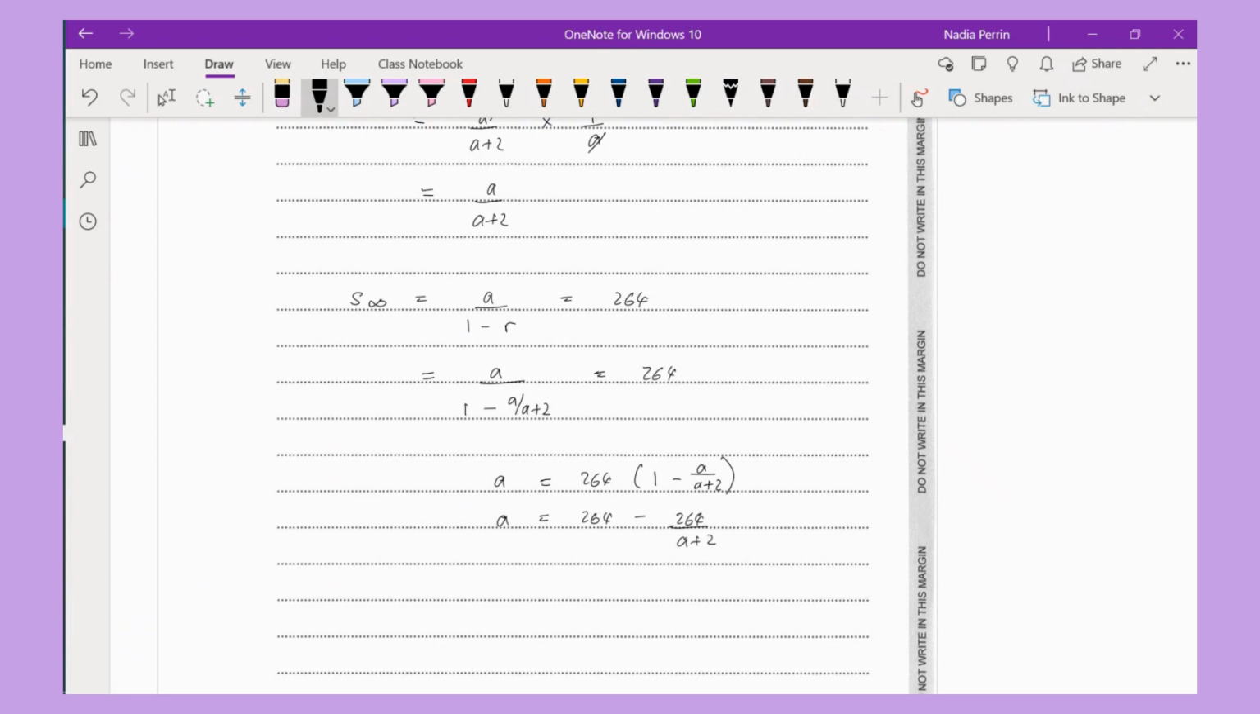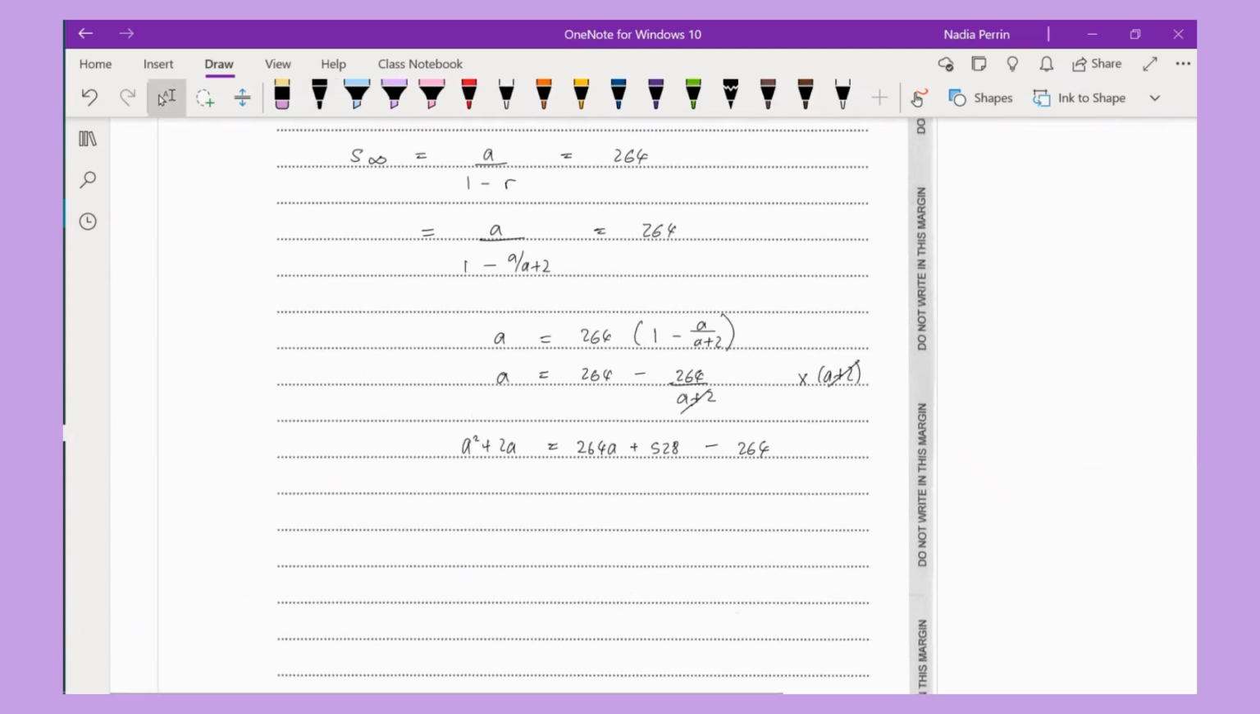And in order to get rid of the fraction, I'm going to times everything by a plus 2. So on this side, I'm going to get a squared plus 2a. 264 is going to become 264a plus 528. And then this one's just going to be left with the 264 because that will cancel out with that. Making that a little bit simpler, we are going to end up with a fraction.